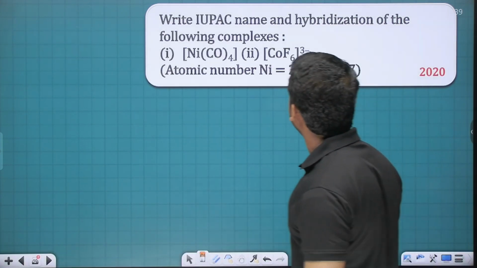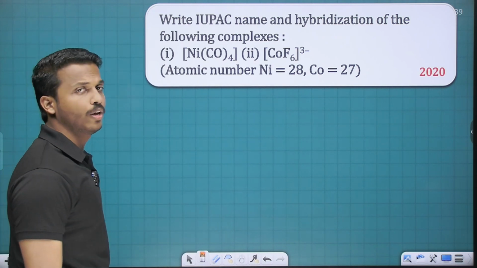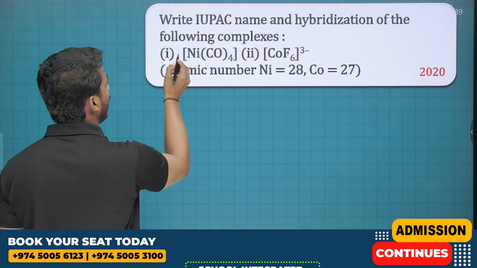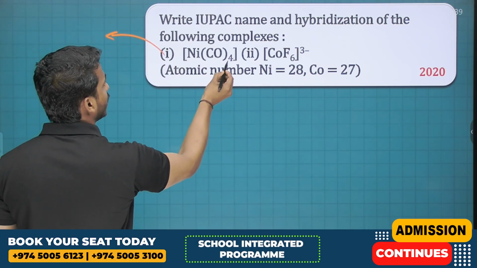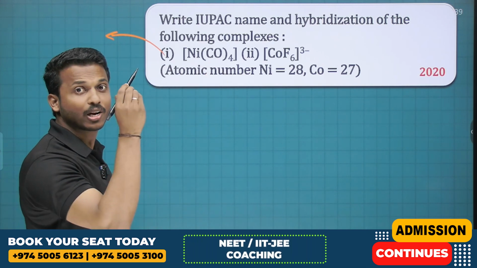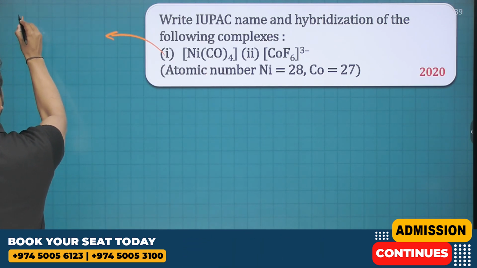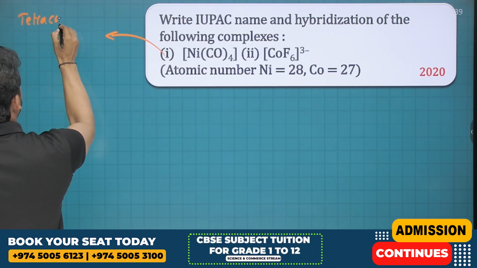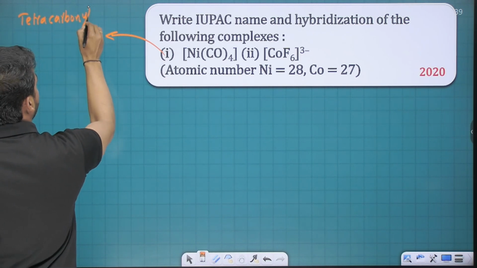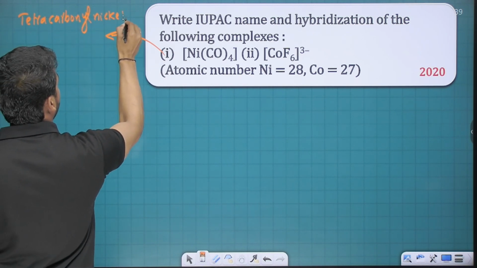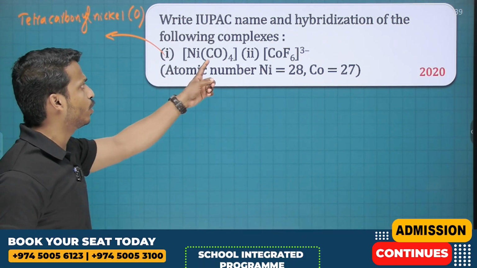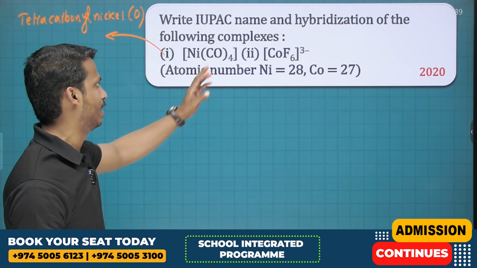Write the IUPAC name and the hybridization of the following complexes. First one, what is the name of this compound? It's a tetracarbonyl. What is the ligand called? The CO, carbonyl, right? So the name of the compound is tetracarbonylnickel. Oxidation state is 0 because carbonyl is a neutral ligand, nothing else here.